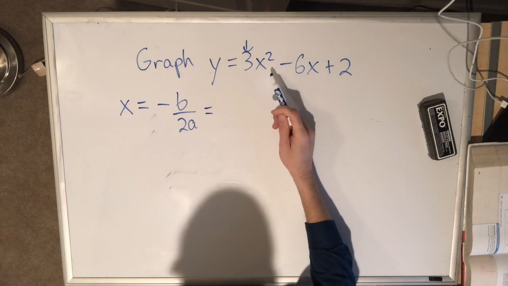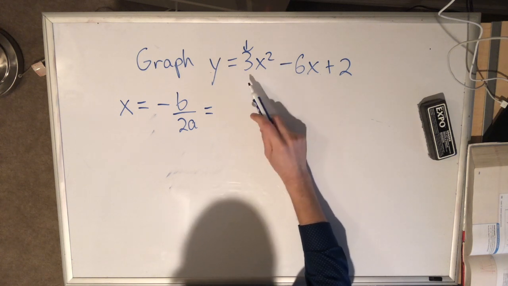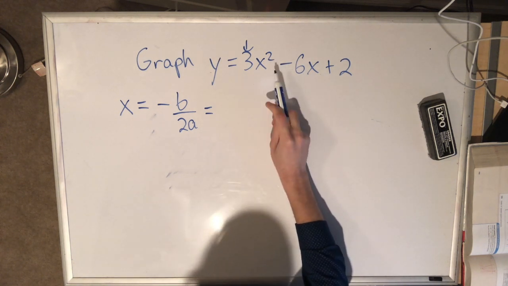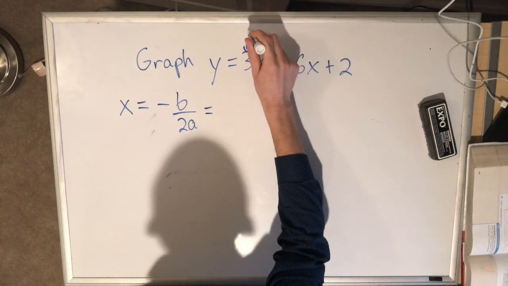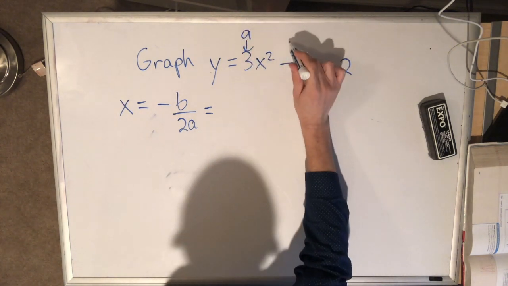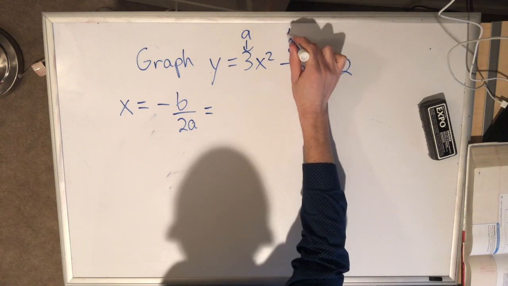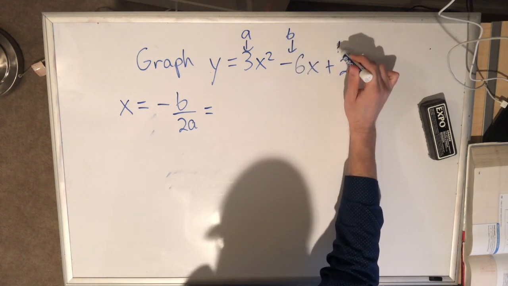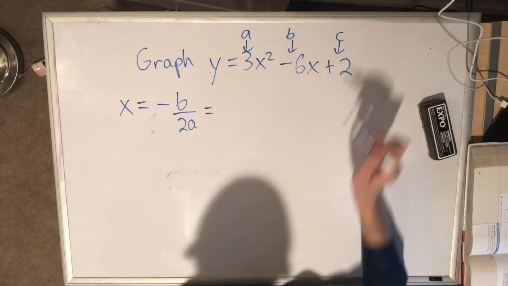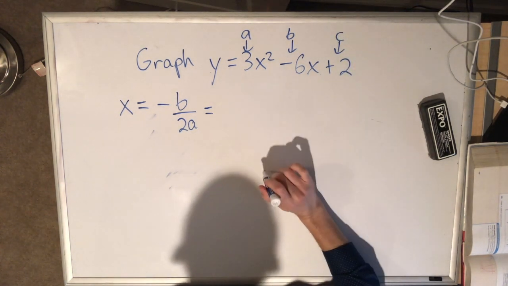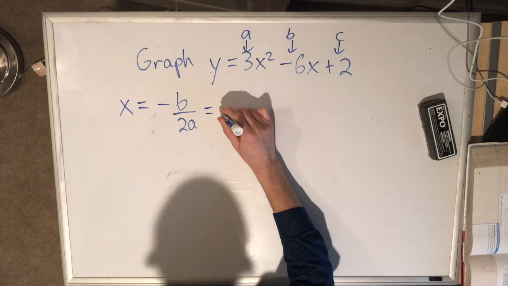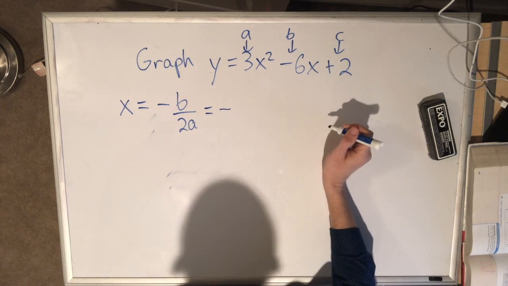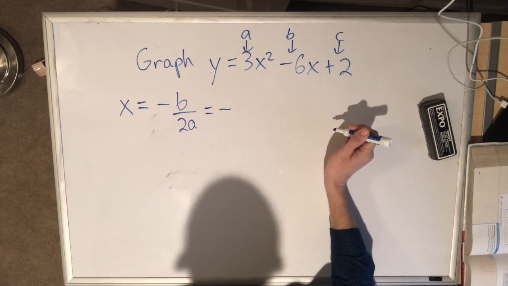meaning that the highest power of the variable is 2, the coefficient of the variable squared term is a, the coefficient of the variable term is b, so it's negative 6 in this case, and the coefficient and the constant, the number without a variable, is c. So positive 2 for this equation. So let's substitute in for b and a in the formula.